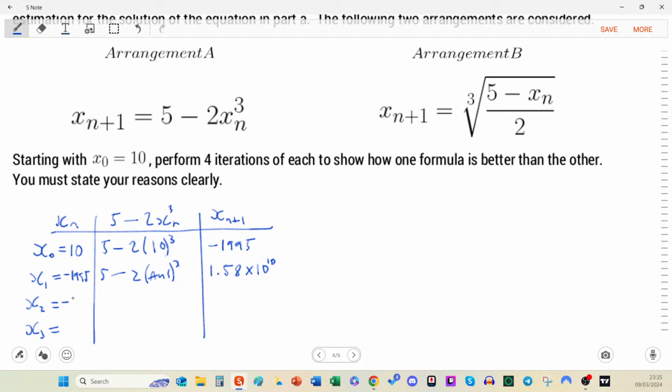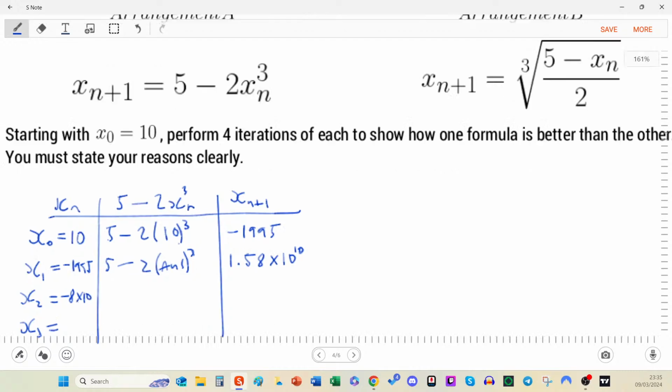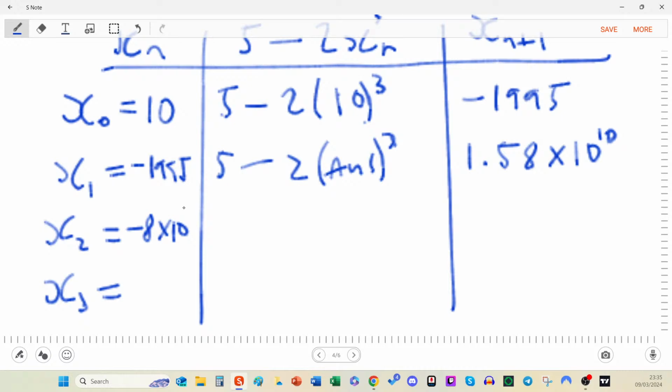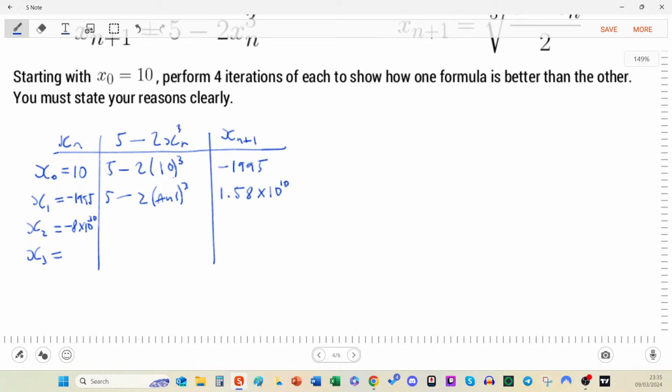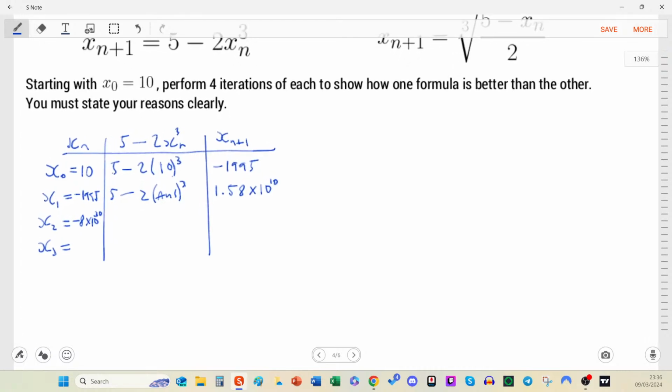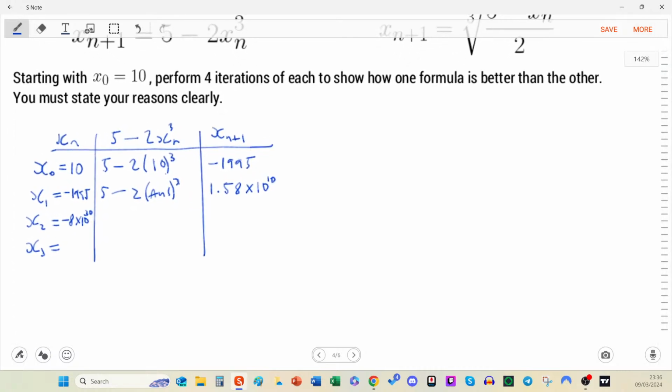So x2 is negative 8 times 10, should we zoom in, to the 30. That might have been a bad idea. Are we back to normal? Click, click. There we go, that'll do. Alright, I'm never doing that again. And then x3, if we press the button once more, 1.02 times 10 to the 93.